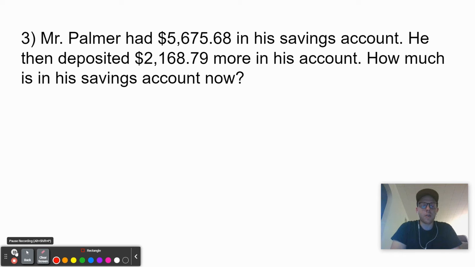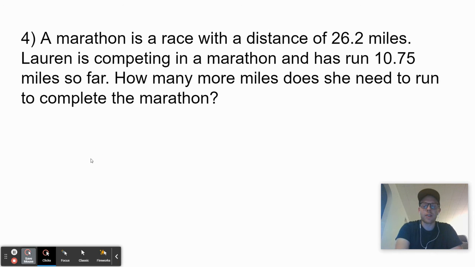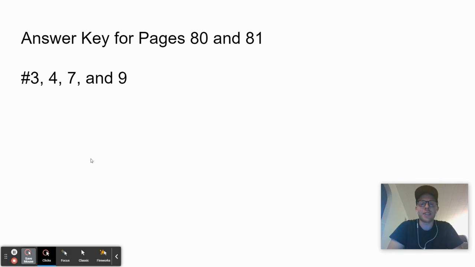Hey everybody, so we are here to do an answer key. It's going to be a little talk through of the questions that we have been working on. Just as a little friendly reminder, we are talking about pages 80 and 81. Should look something like this. If you have no idea what I'm talking about right now, that's a little bit of a problem. Remember, it's in this purple book.